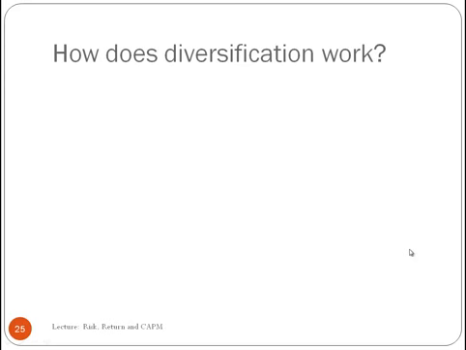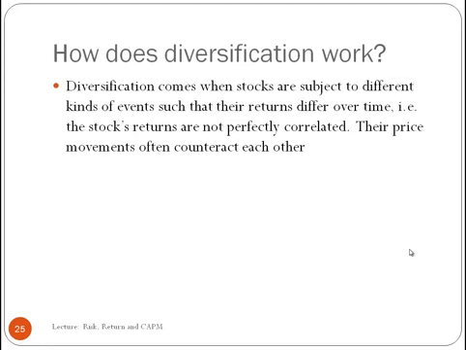How does diversification work? Well, diversification comes when stocks are subject to different kinds of events, such that the returns differ over time. So, for example, the stocks' returns are not perfectly correlated. We saw that with the pharmaceuticals. Maybe some get approval and some don't, so their stocks are moving in different directions at the same time period, so they tend to counteract each other.